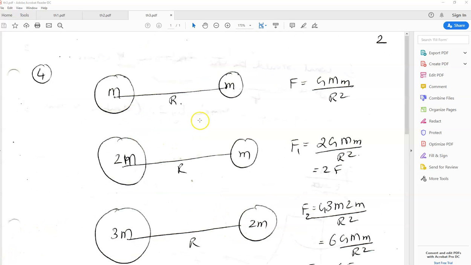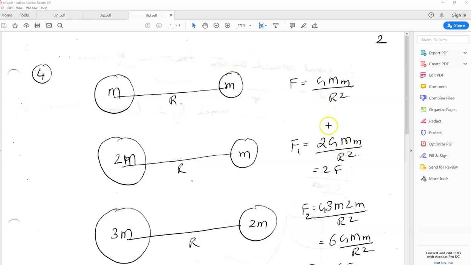Just a few more problems to understand the concept. Here I have two equal masses separated by a center to center distance of r, and the force acting between these two is GMm/r². I'm going to increase one of the masses to 2m, and if you apply 2m and m here, you end up getting 2GMm/r².